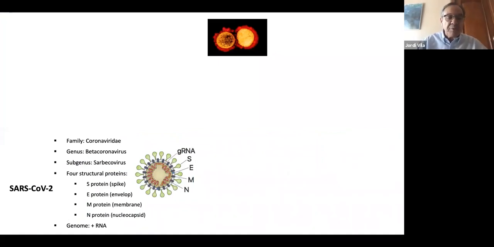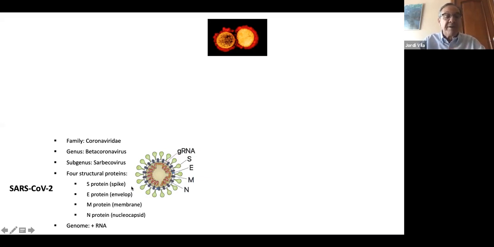As you know, SARS-CoV-2 is the virus causing COVID-19. It belongs to the family Coronaviridae, to the genus beta coronavirus, and to the subgenus sarbecovirus. It has four main structural proteins. One of them is the S protein, the protein in the spike, on the surface of the virus that gives the form that we can see in the electron microscopy here at the top of the slide. So here probably the spike protein is the most important one.